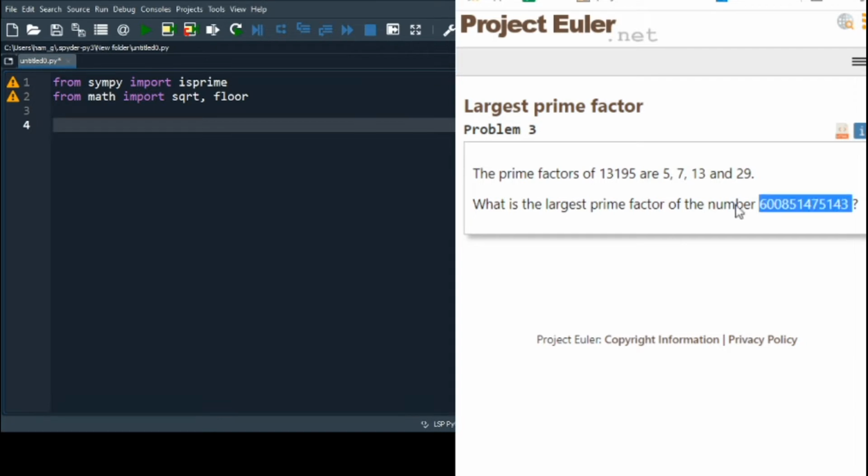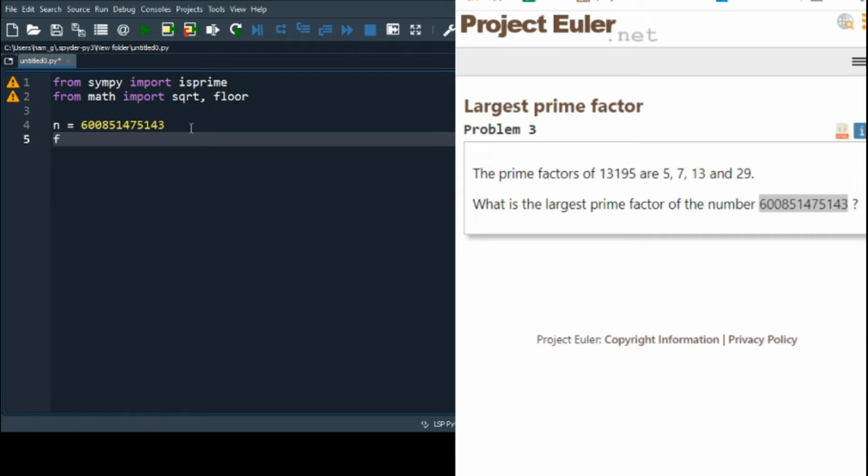So let's take our big number, copy it in. We'll call this n, and we'll have a variable called f, which just stands for factor. It's not very Pythonic, but this is a terrible algorithm anyway, so who cares? Floor. So we'll take the square root of n and round it down to the nearest integer, and we start our search from there.